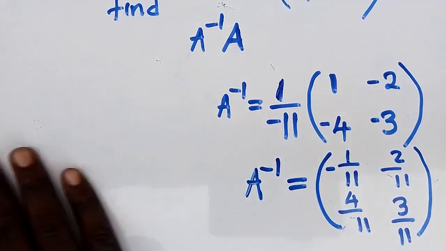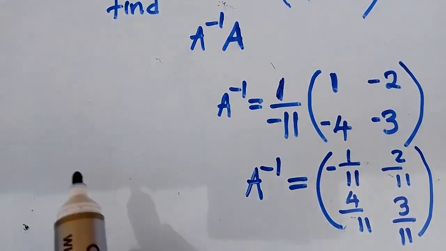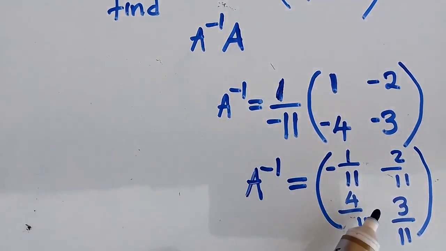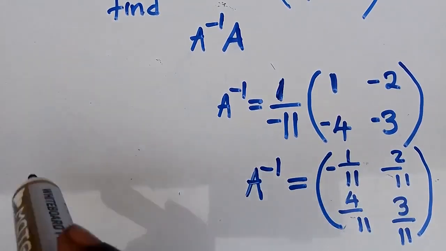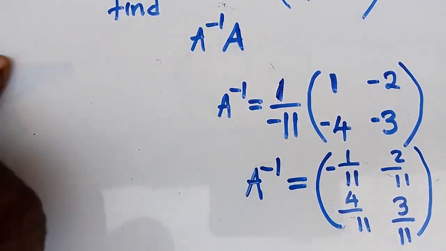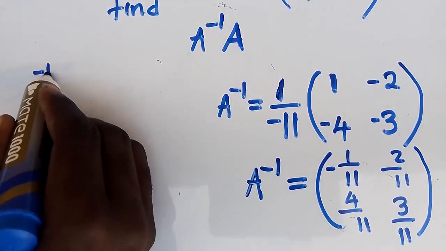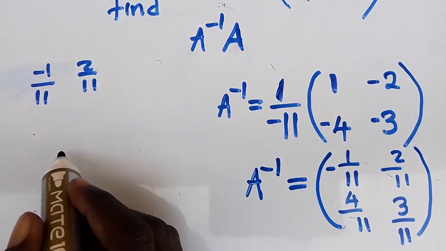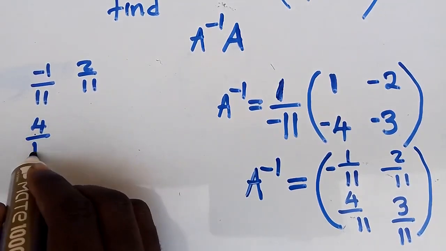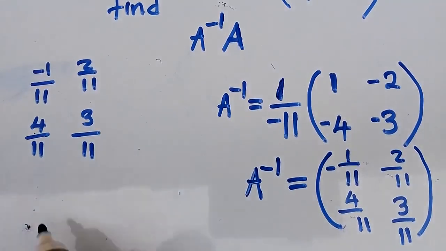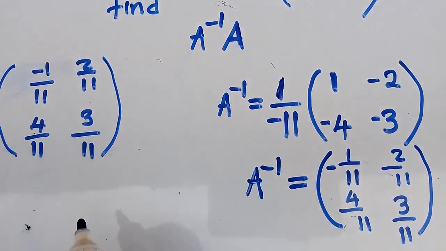So what I'm going to do is, this is how the question is. Where is A inverse? This is the inverse of A. That is negative 1 over 11, 2 over 11, 4 over 11, 3 over 11, like that. This is the inverse of A.